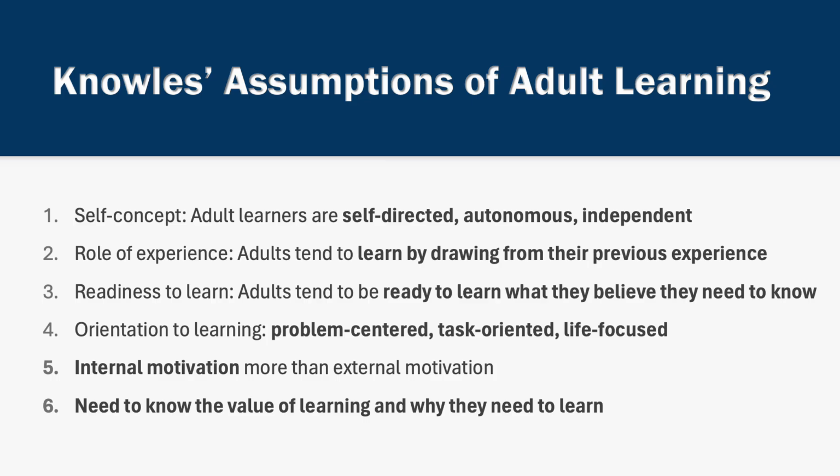The fifth assumption is that adult learners are internally motivated compared to externally motivated. External motivators can still be effective for adult learners, but the majority of their motivation is internal. This means that motivation must come from the SRNA, and while it can be encouraged and guided by the preceptor, it is the responsibility of the SRNA to maintain their own motivation for learning.